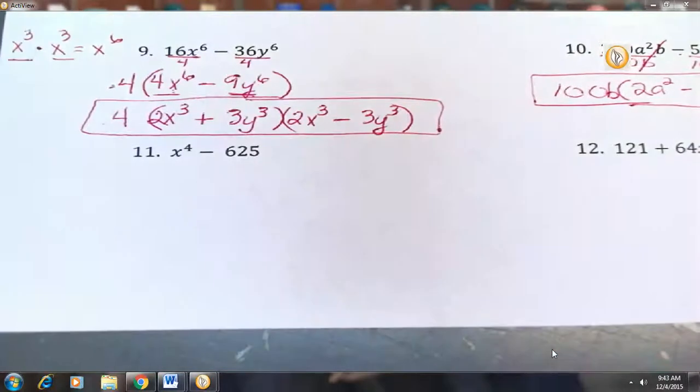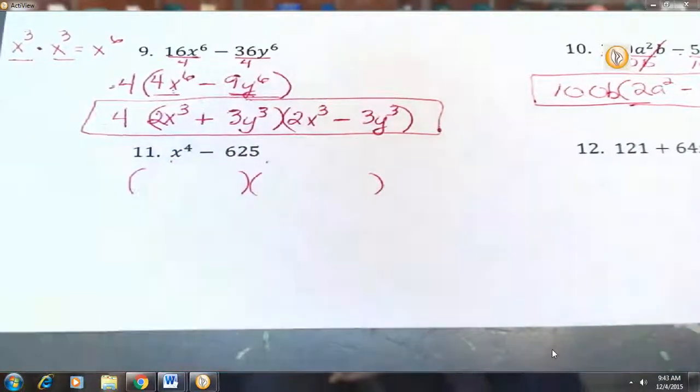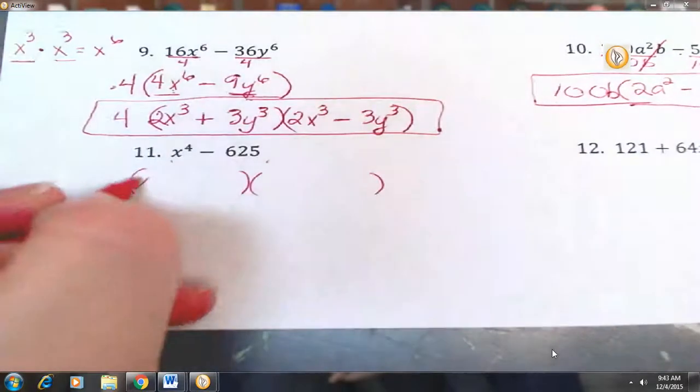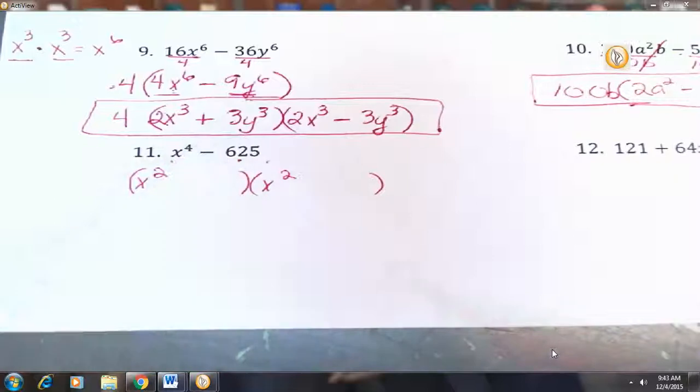Number 11 is x to the 4th minus 625. Do we have a greatest common factor? No. So let's go ahead and factor. We do have two terms. They're difference of squares. So what is the square root of x to the 4th? X squared. X squared times x squared gives me x to the 4th. What is the square root of 625?